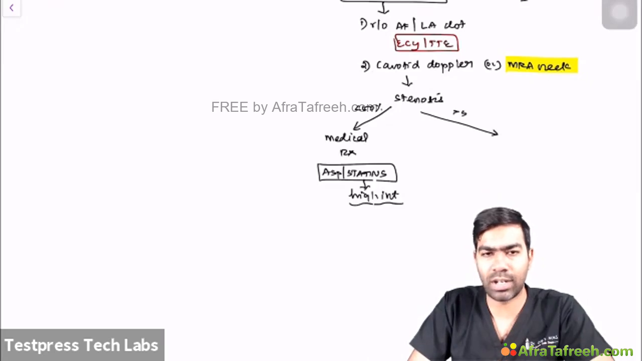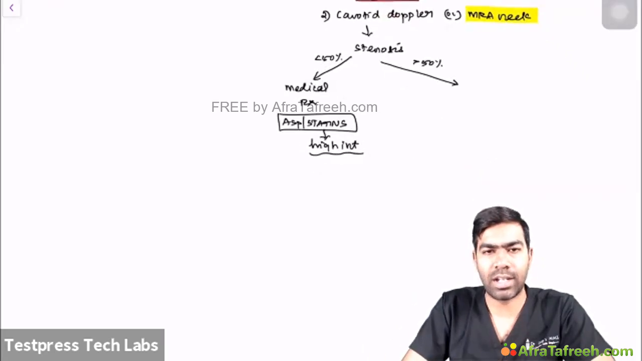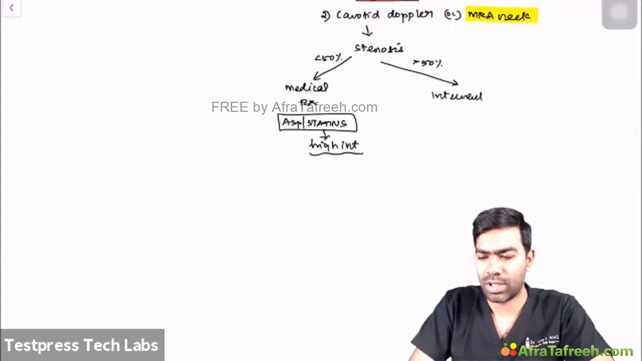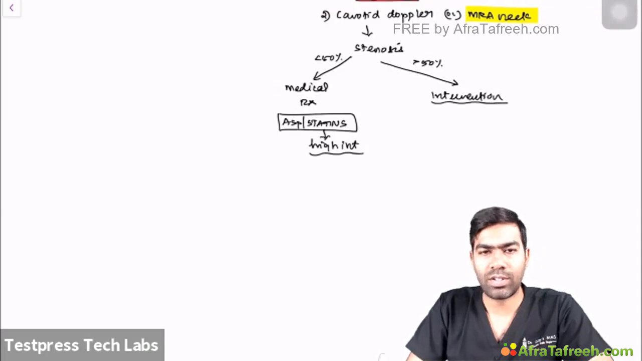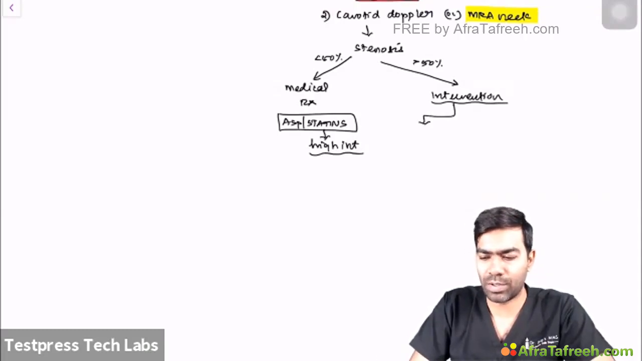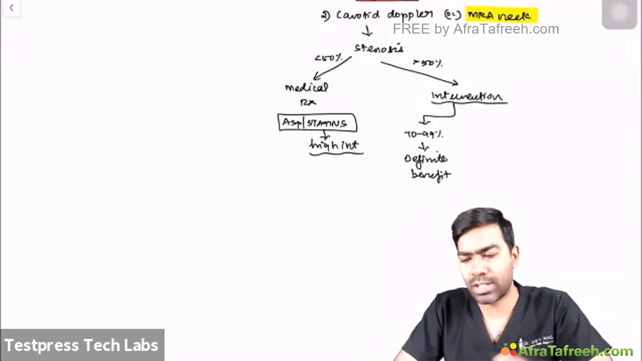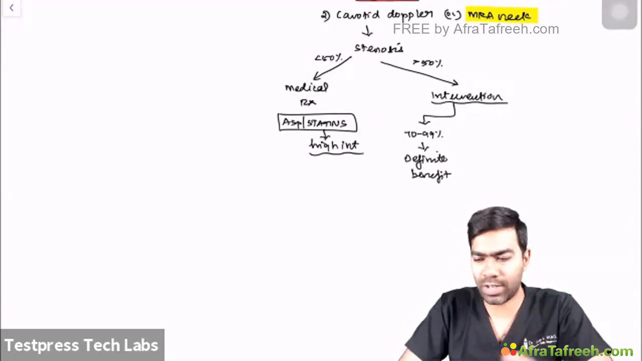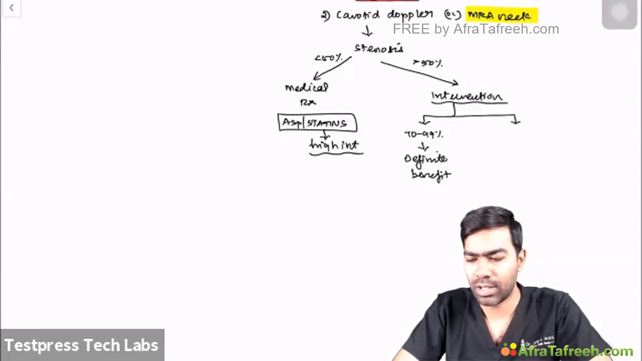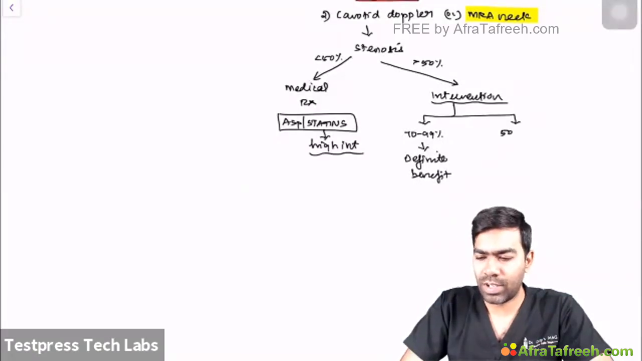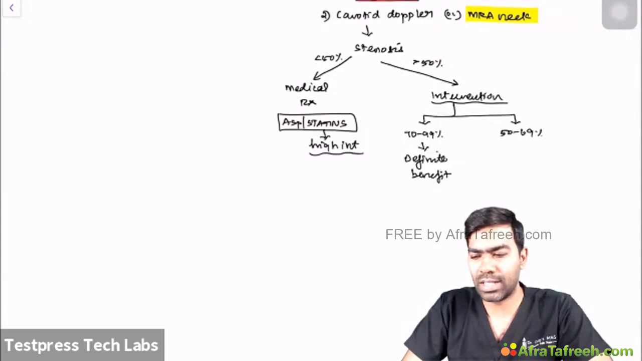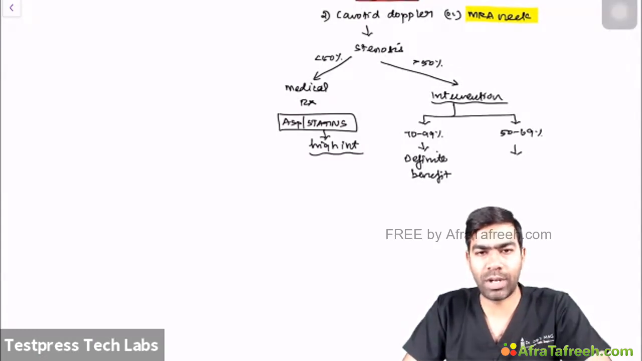If the stenosis is more than 50%, in this setting you can try intervention if possible. Again, this is highly controversial. Depending on the percentage of stenosis, if it's 70 to 99%, then there is a definite benefit. You can definitely do some intervention, but 100% will not have any benefit because of full occlusion; you cannot do anything. If it is in the range of 50 to 69%, in this setting you have only doubtful benefit.